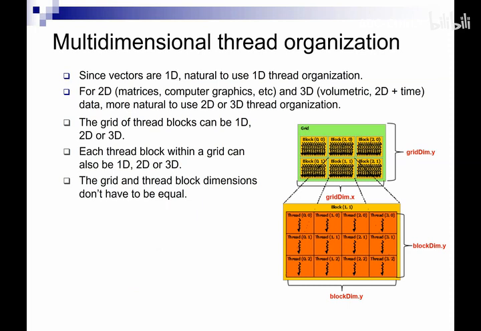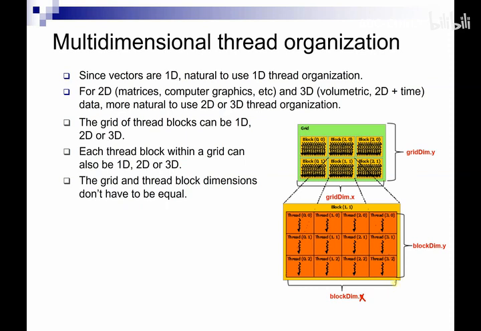Remember that for a 1D thread block, we have this built-in parameter, blockDim.x. Sorry, this should be an x here. So we have this built-in parameter called blockDim.x. Now, this .x is saying that this is the size of a block, the dimension of a block in the x direction.